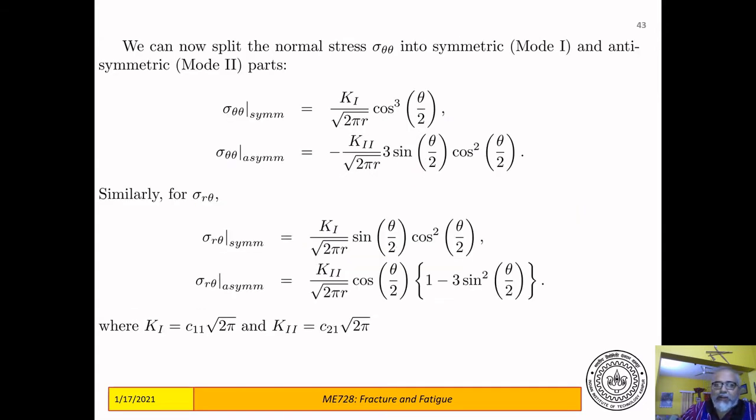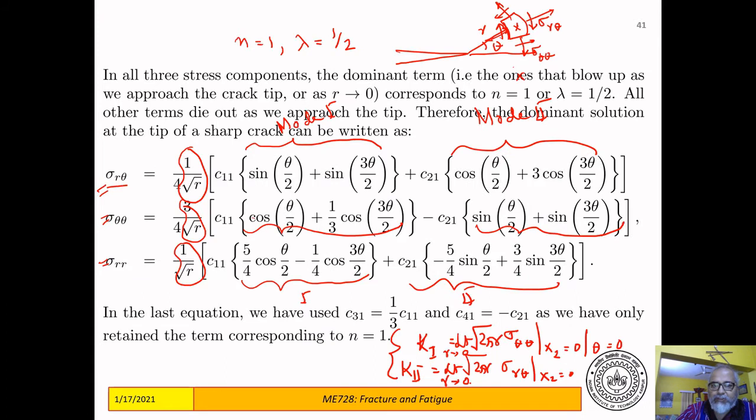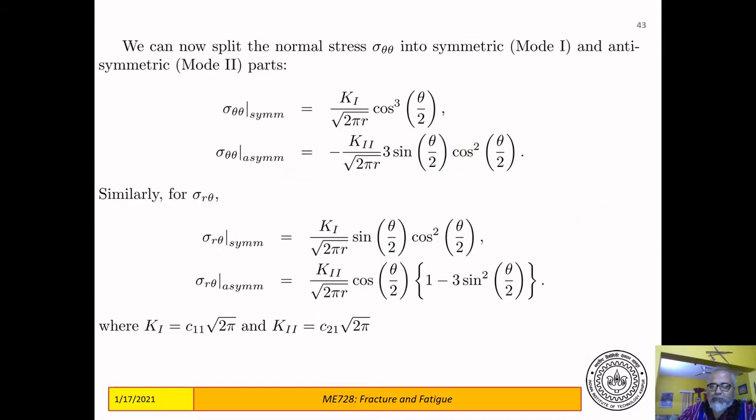So when we do that, we get the symmetric part of sigma theta theta. Remember, the symmetric part of sigma theta theta is this. We replace C11 by K1 and C21 by K2, and then the symmetric part of sigma theta theta is this, and the antisymmetric part is this. Similarly, for sigma r theta, the symmetric part is this, the antisymmetric part is this, where we have made these two replacements.